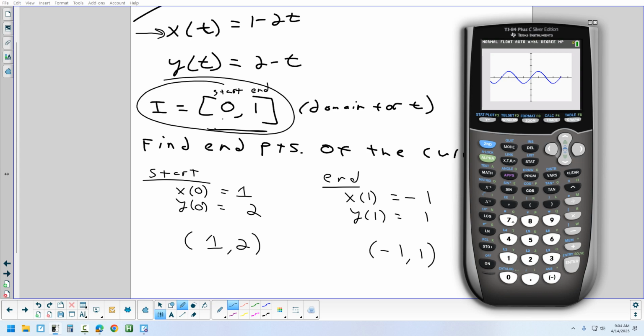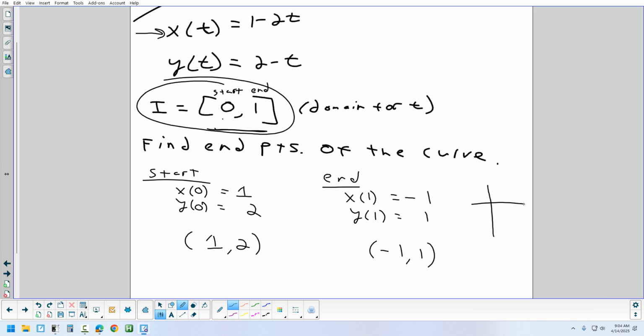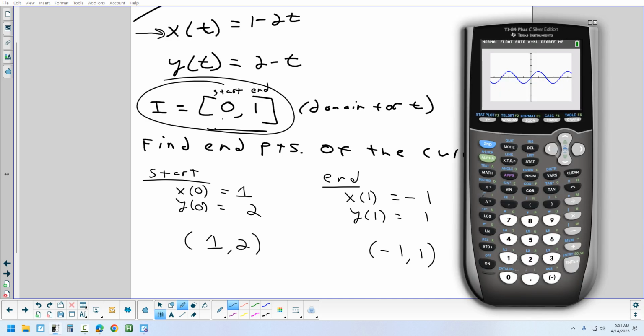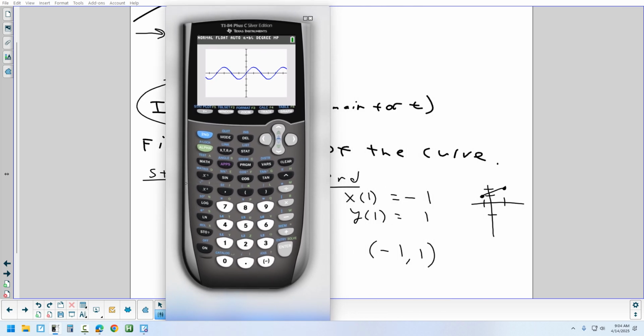That is what I was doing. Think about if you go from the point 1, 2, which is over here, to the point negative 1, 1. Left 1, up 1. As you travel from the start to the end, what direction is that? Right to left. That's right to left. So if you watch the graph as it does its thing, it is going to draw right to left. And I know I connected it with a straight line because this graph is a line segment.